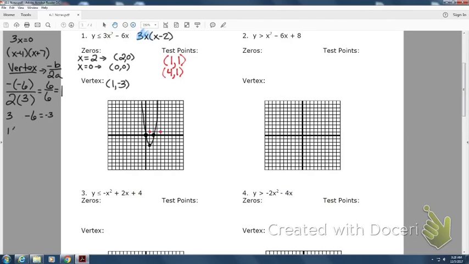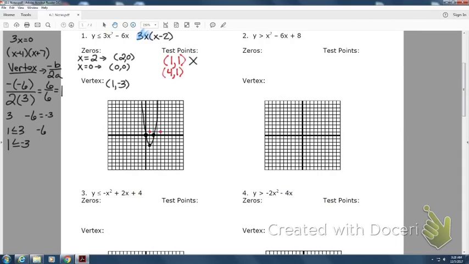So I have 1 is less than or equal to 3 times 1 squared minus 6 times 1, which we've actually already done, but we'll go through it again. 1 squared is 1. 3 times 1 is 3. 6 times 1 is 6. And so I'm left with 1 is less than or equal to negative 3. Is that a true or false statement? Is 1 less than or equal to negative 3? No, false statement, correct? Can we all agree that a positive number is bigger than a negative number? Awesome.